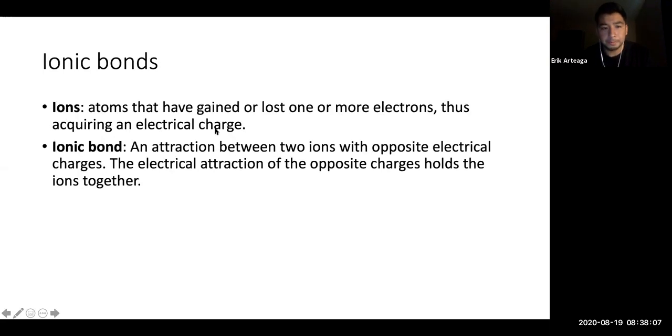Okay. All right, so ionic bonds, think of ions, are atoms that have gained or lost one or more electrons, thus acquiring an electrical charge. So an ionic bond is an attraction between two ions with opposite electrical charges. The electrical attraction of the opposite charges holds the ions together.